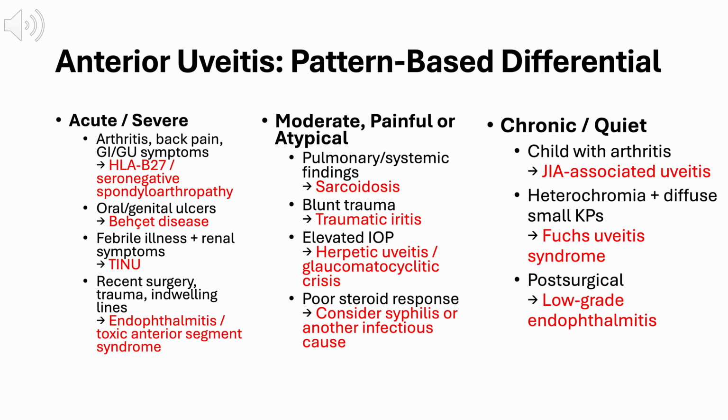Blunt trauma, traumatic iritis; elevated pressure, herpetic uveitis or glaucomatocyclitic crisis; and a poor steroid response should make you consider syphilis or another infection. And in the chronic, quiet group, a child with arthritis means JIA-associated uveitis, heterochromia with diffuse small KPs means Fuchs, and a post-surgical picture suggests low-grade endophthalmitis. Same 3-part logic, mapped onto real diagnoses.